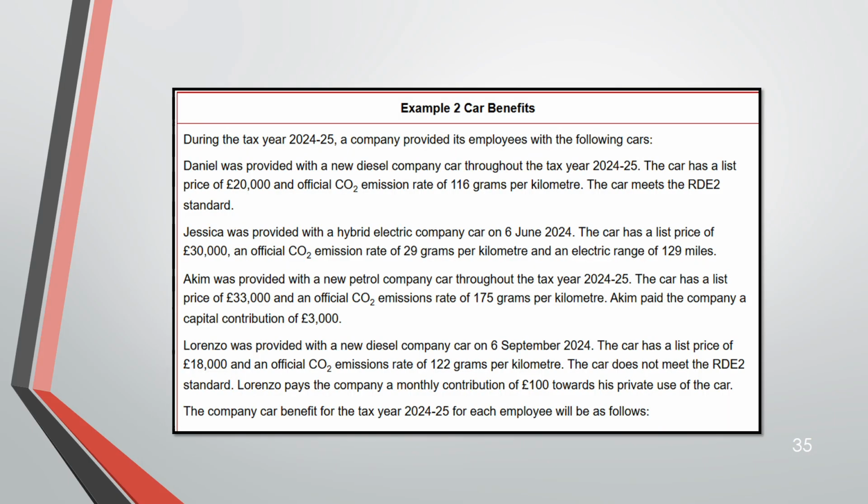Now, example 2. There are 4 different people: Daniel, Jessica, Akim, Lorenzo. You have to calculate their benefit. Daniel is having a diesel car. He's using it throughout. List price is 20. CO2 emission is 116. Above 55, you have to do that calculations. And it meets the RD2 standard. Same as the petrol.